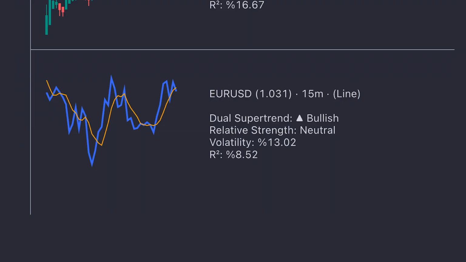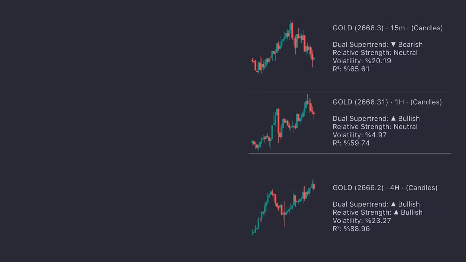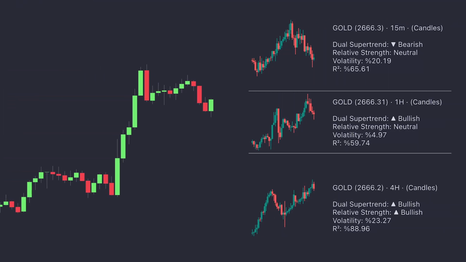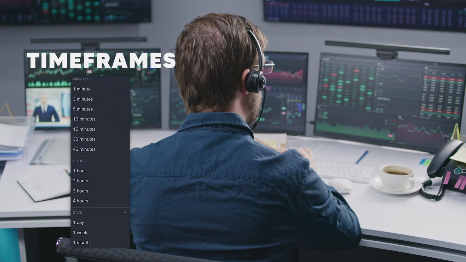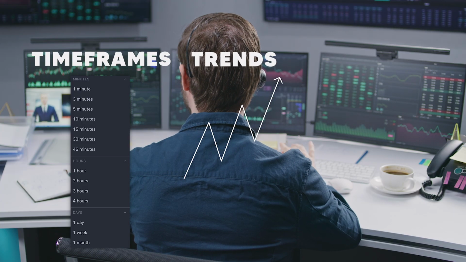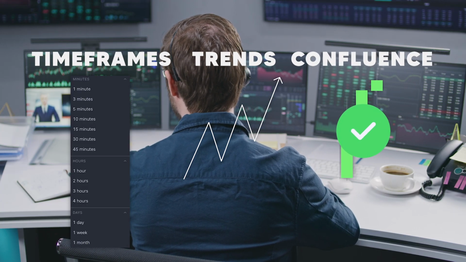You'll also notice that beside each of these charts is a text field providing additional information on the asset. Each chart operates independently, yet remains connected to your primary view, offering a multi-layered perspective. This means you can track current and higher time frames, identify trends early, and find confluence without juggling multiple windows.